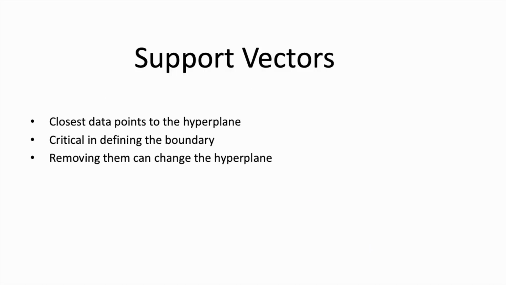Next, support vectors. Support vectors are the data points lying closest to the hyperplane. They are critical because the position of the hyperplane depends entirely on them. If you remove a support vector, the decision boundary can change dramatically.